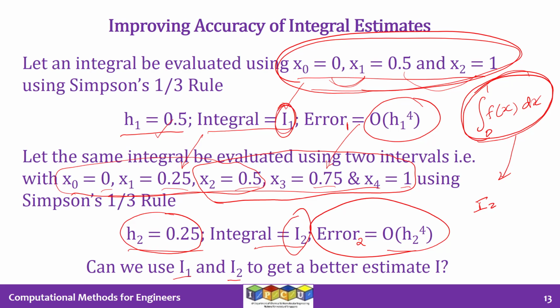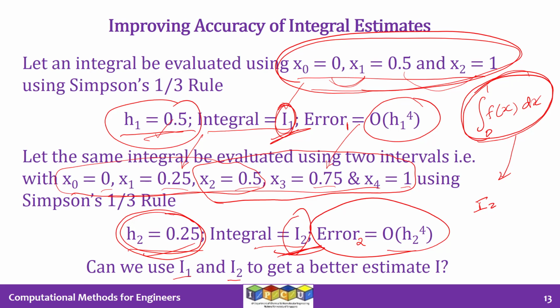I'm solving the same problem using half the step size used in case 1. The integral comes out to be I2. So I put in the extra effort of calculating integral I1 with a coarse grid, and I've also computed the integral as I2 using the finer grid.